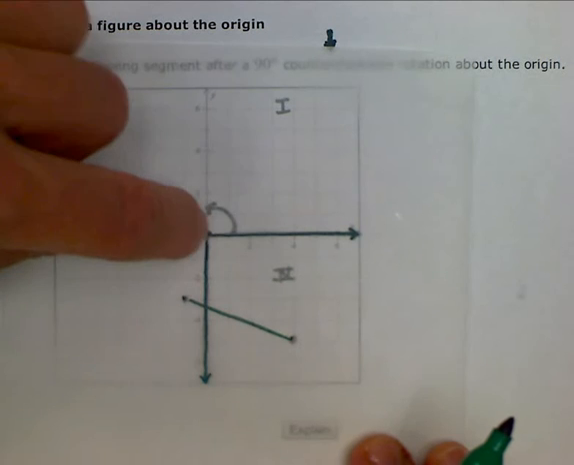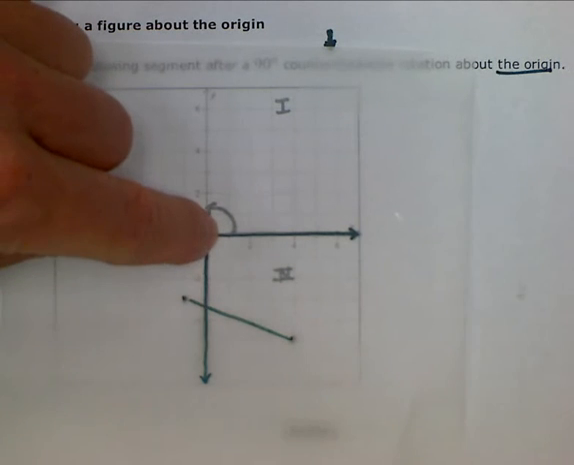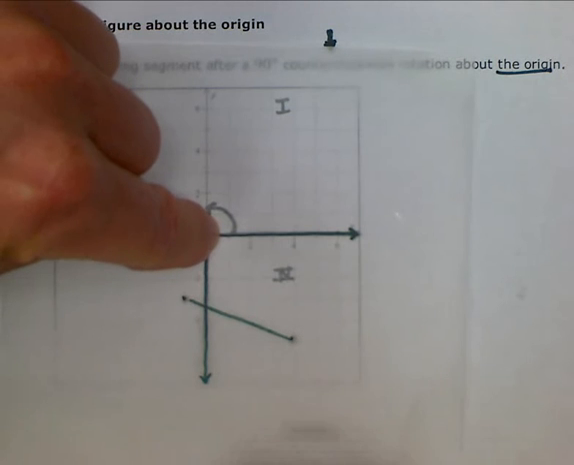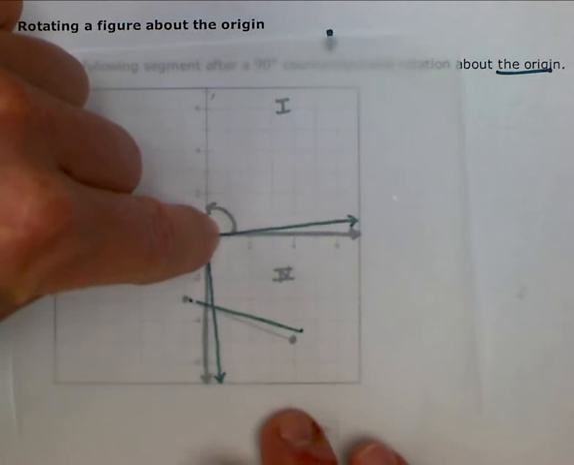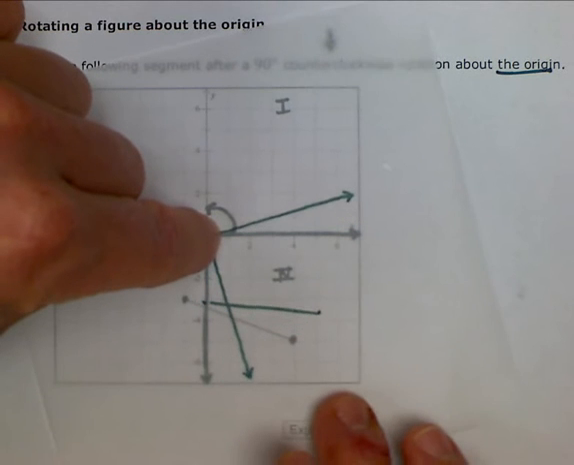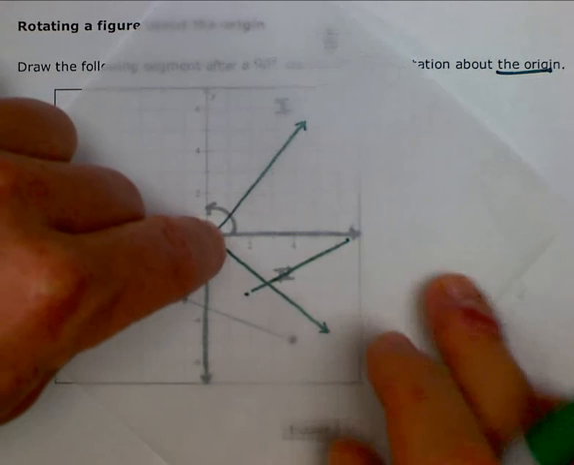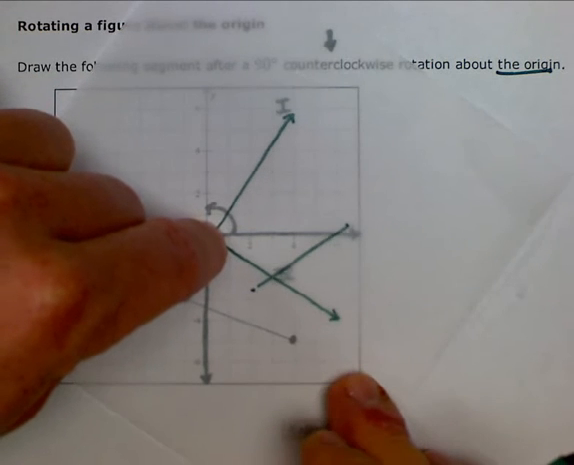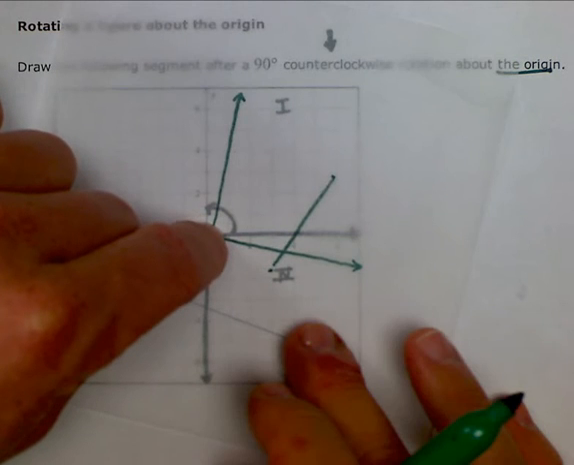So here's my pivot point about the origin. We see that it's about the origin. That just means that that's our pin. We put our pin in and it pivots around. So as we move 90 degrees, which is a quarter of a circle, that fourth quadrant is just going to go up and become the next quadrant up there, which is quadrant 1.